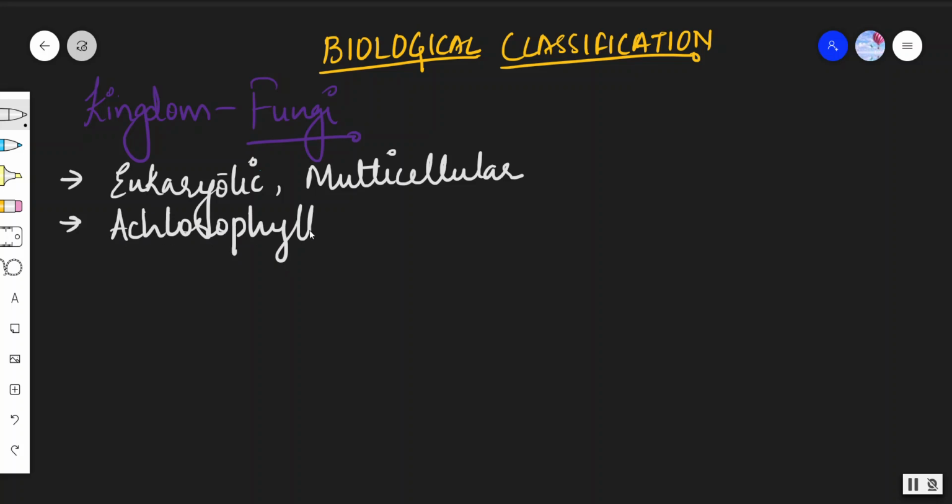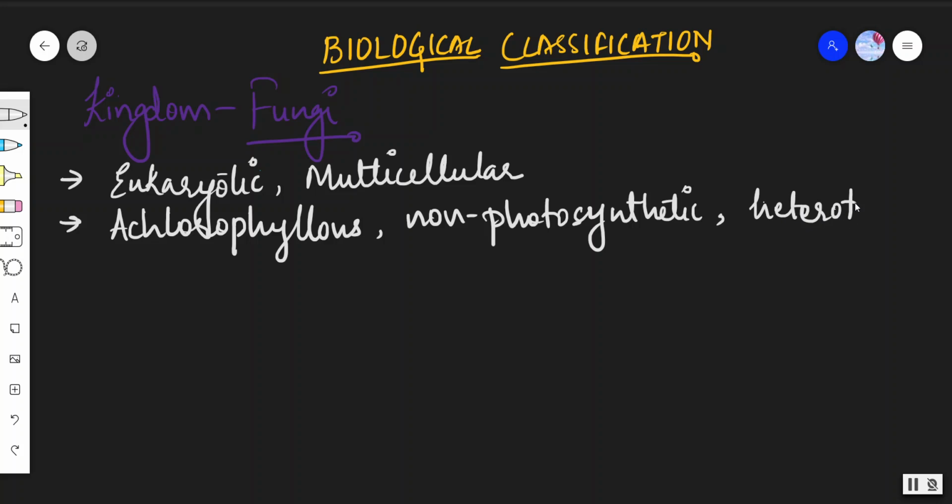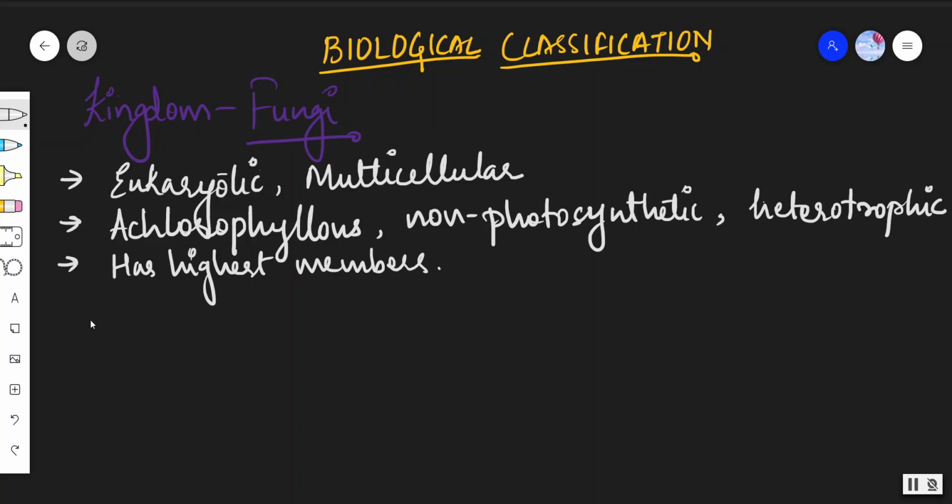Achlorophyllous means they do not have any chlorophyll pigment in them. Then non-photosynthetic, they do not prepare their own food by using sunlight. And then they are heterotrophic organisms. They depend on others for their food. And they have the highest number of species in the world. You can imagine now how broad this kingdom is.